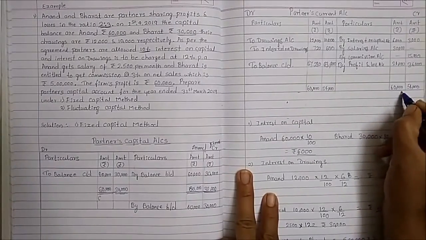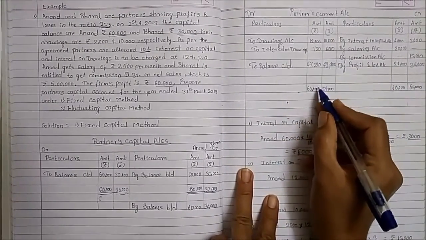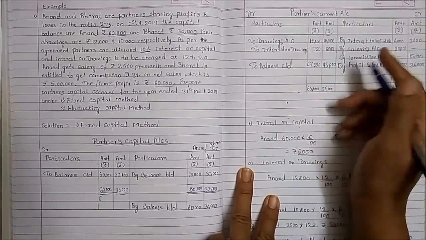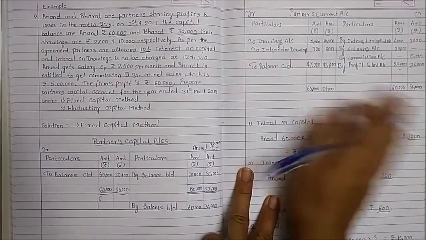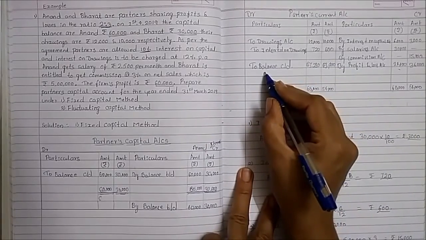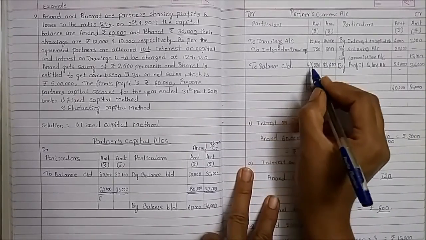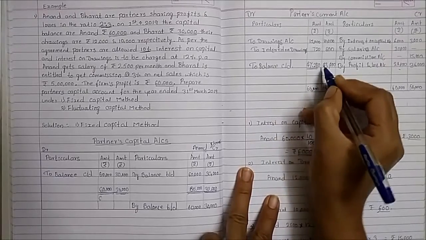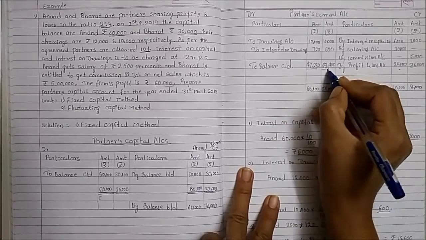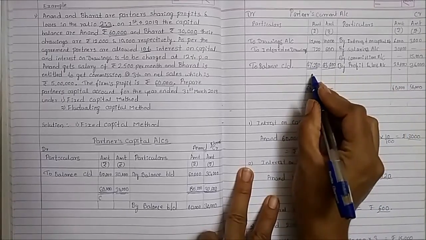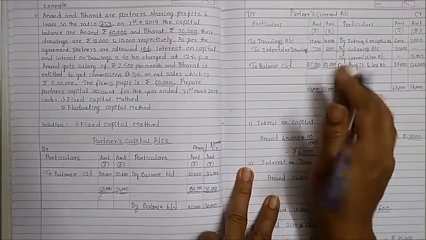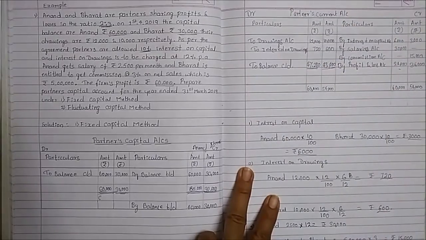The credit side balance is more and the debit side balance is less. So this is a profit for the partners, and on the debit side, this is the loss for the partners. That's why we are balancing with these amounts, 47,280 and 43,400 rupees, on the debit side. So this is the calculation of the partners' current account.